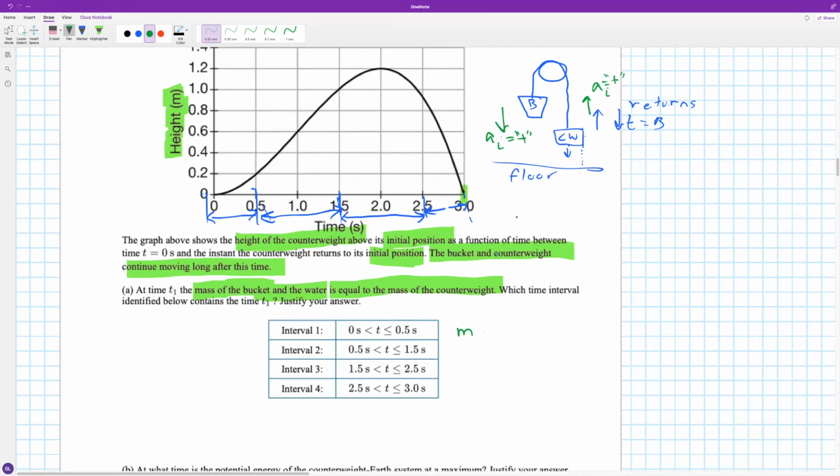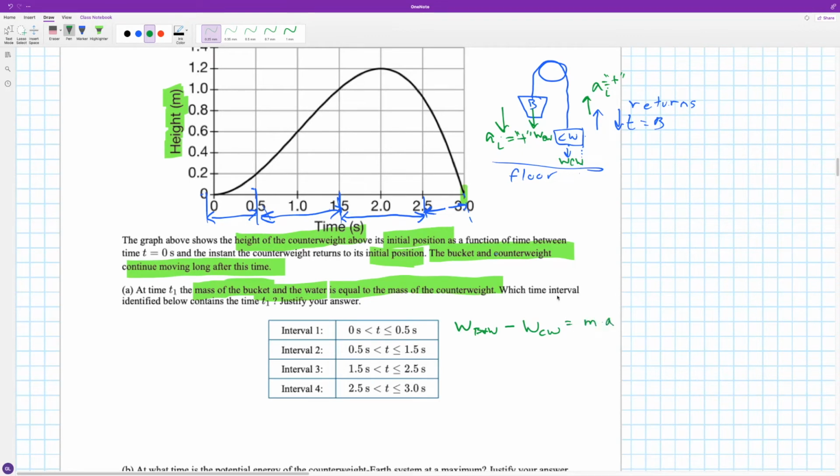So if we look at this, initially it's going to be the weight of the bucket. I'm going to go ahead and just write it in a simplified form. The weight of the bucket and water. That could be a little confusing. So W for weight, and then B for the bucket, and W for the water. Minus, and so if we look at the forces here, yes, we have the weight of this bucket acting down with water. But we also have the weight of the counterweight. So we're going to do minus the weight of the counterweight, and that's going to be equal to m times a.